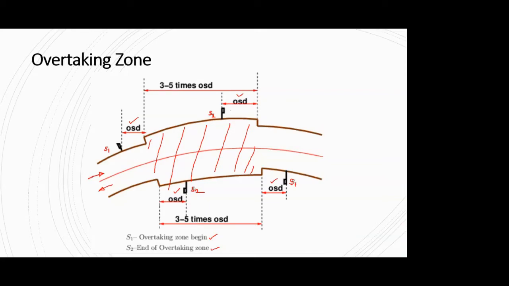So for the right side direction, I encounter a board at this S1 location. This is the board, and from this location to the location where the width of the road has increased, that distance is the OSD that you have to provide. So wherever you provide these zones, before the start point of the zone you have to provide a signboard which will say overtaking zone is started. That signboard should be at a distance of OSD before the start of the overtaking zone, or where the width changes.